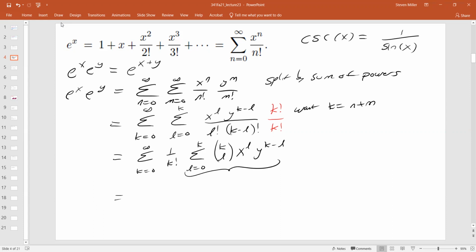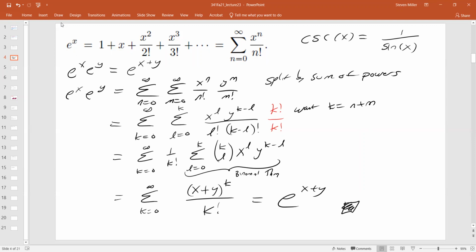But what does that equal to? So what is the sum k choose L, x to the L, y to the k minus L? Yeah, this is just x plus y to the k over k factorial, and this is the binomial theorem. And by definition, that is just e to the x plus y. So this is a proof that this is actually good notation.